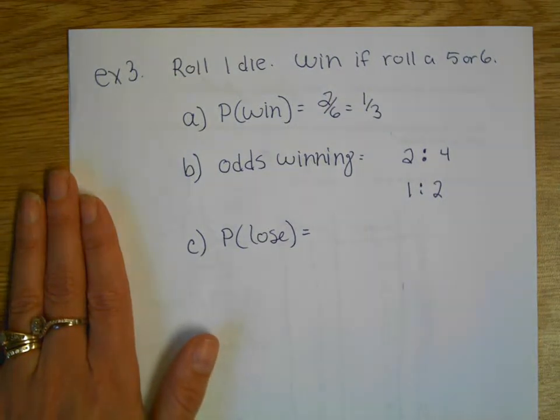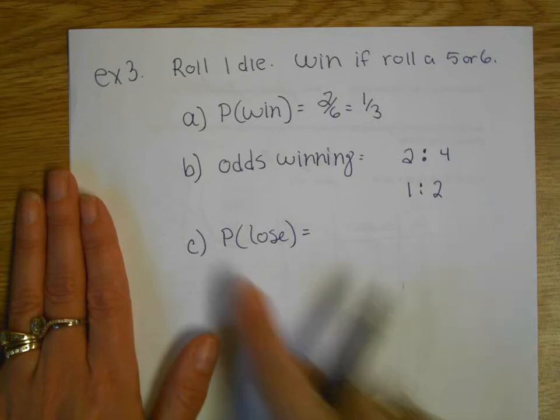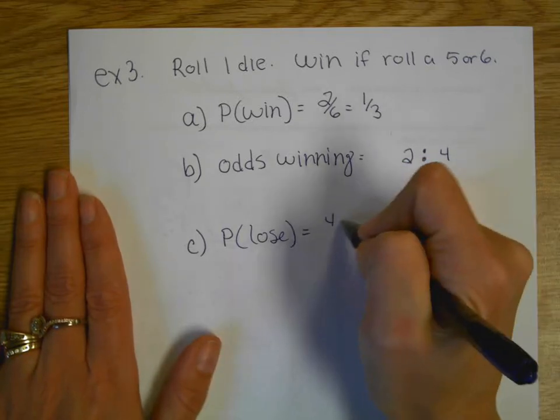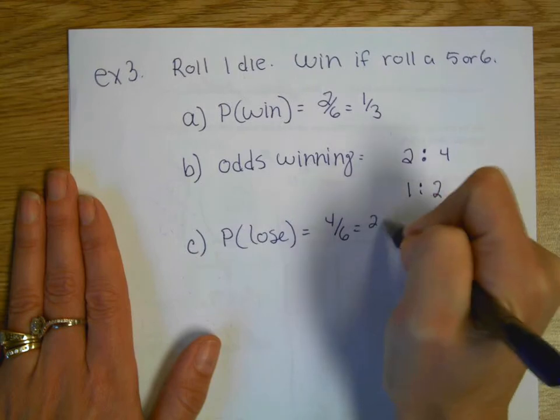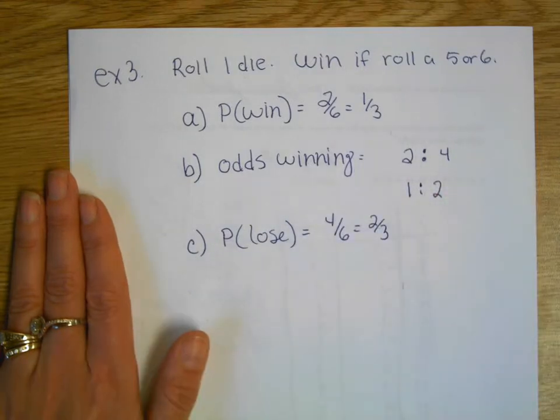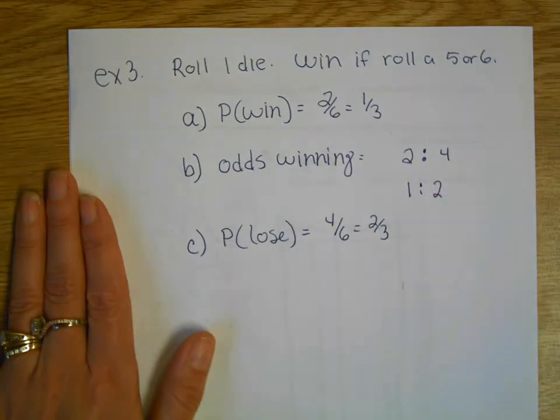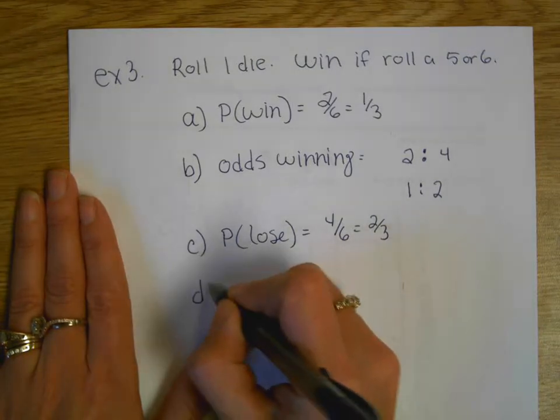So, how many losing numbers are on the die out of the total sample space, because we're doing probability? Four out of 6, so 2/3 probability of losing. Lose 2 for every 3 times you play. The odds of losing?